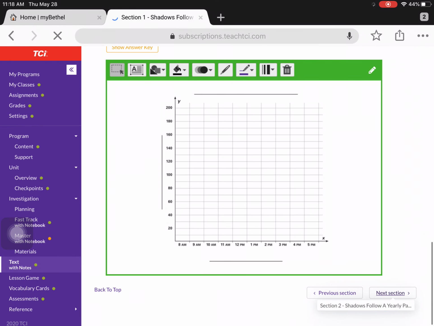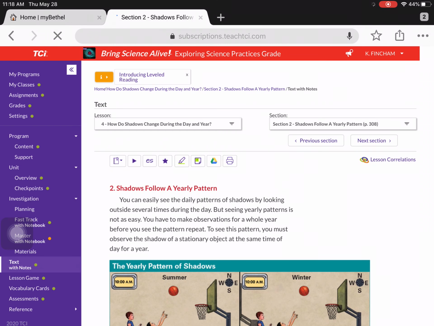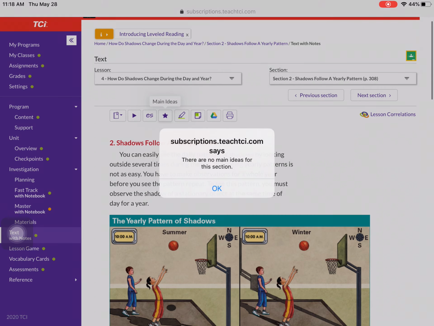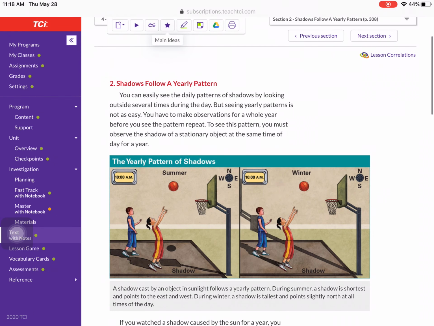Okay, and we are going to go to the next page. This is page 308. Again, I'm going to click that purple star. Oh, none on this one. Okay, number 2.